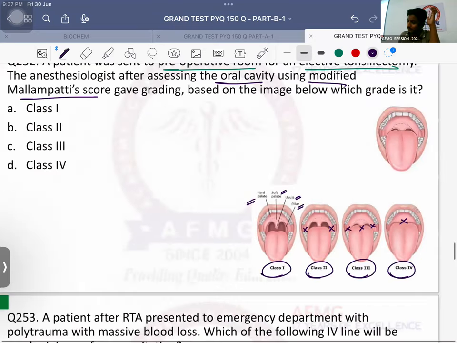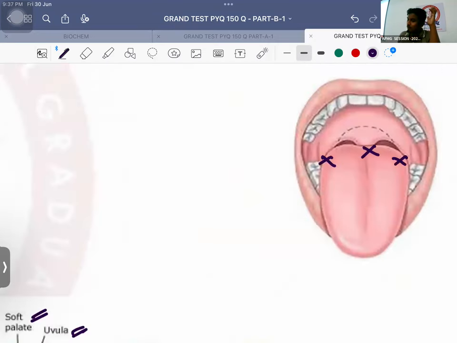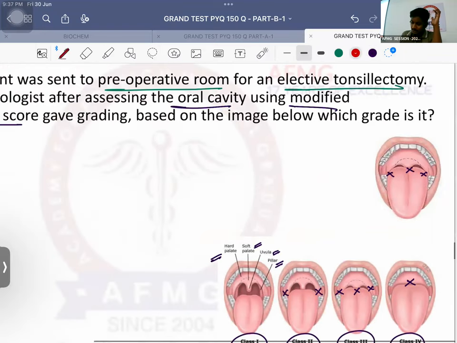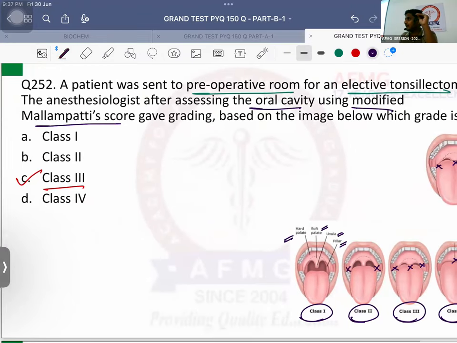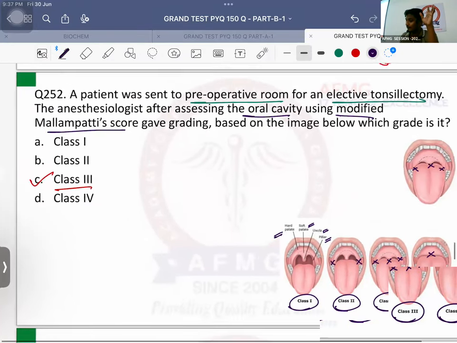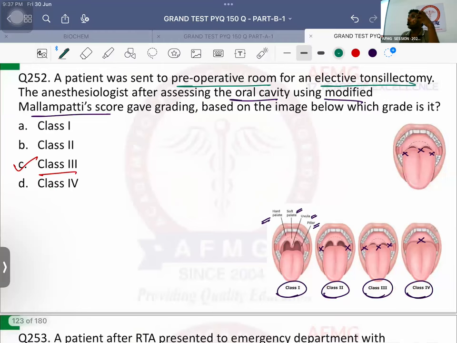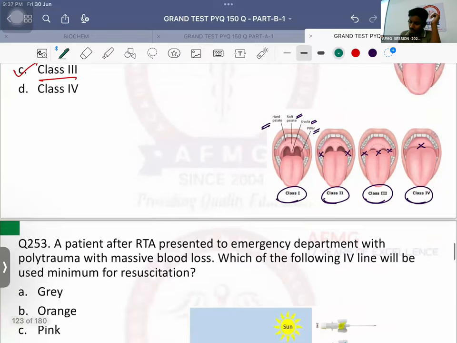Theek hai, apne patient mein kya nahi dikh raha? Tonsillar pillars as well as uvula. So it is class 3. So this was the question. Mallampati grading is used for assessment of size of oral cavity with respect to intubation. Theek hai? Question number 253.